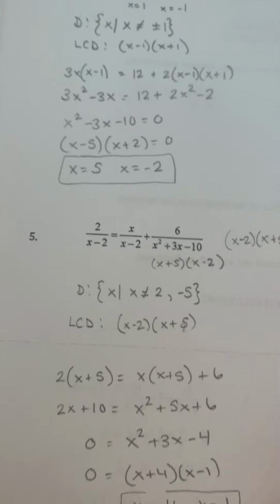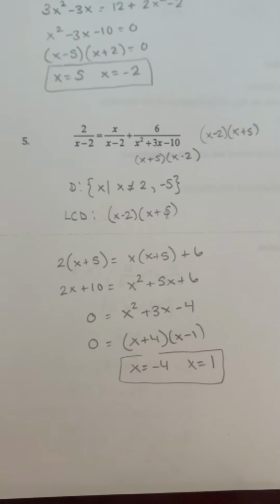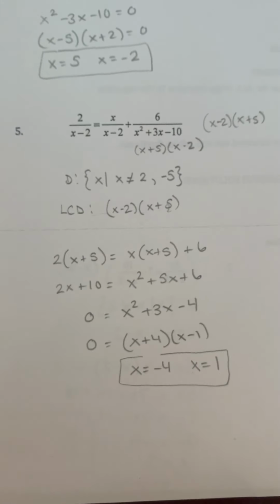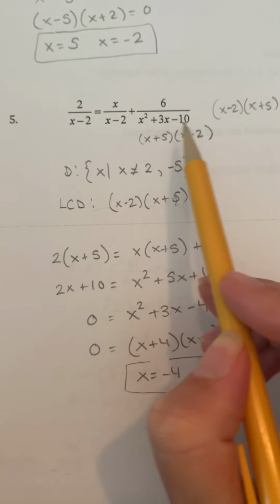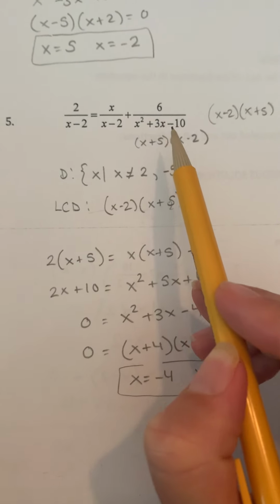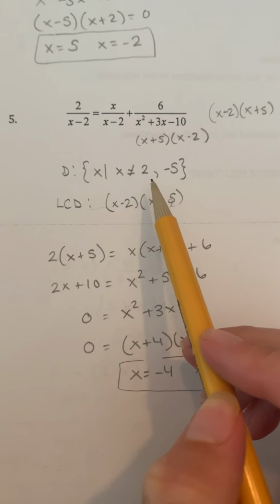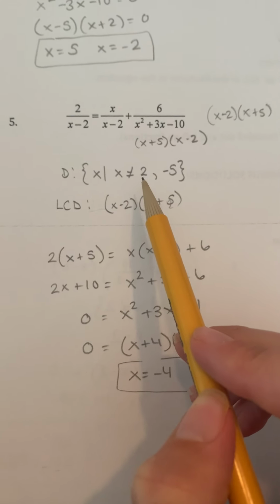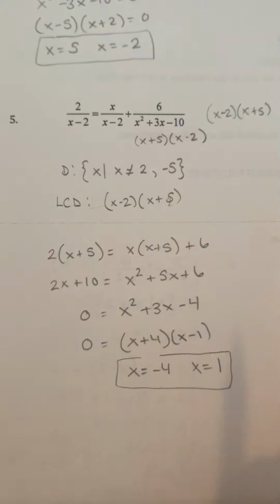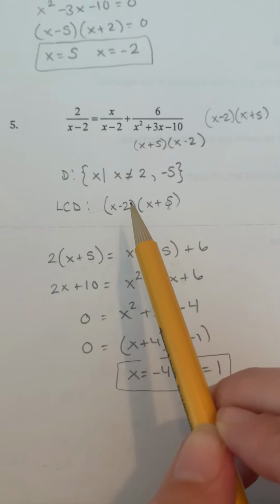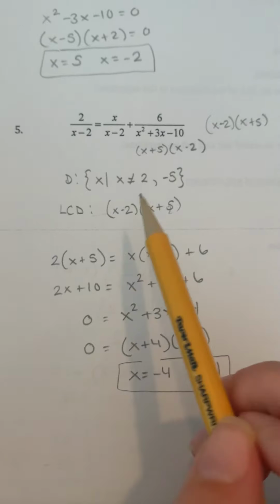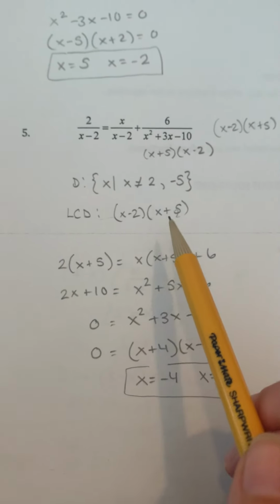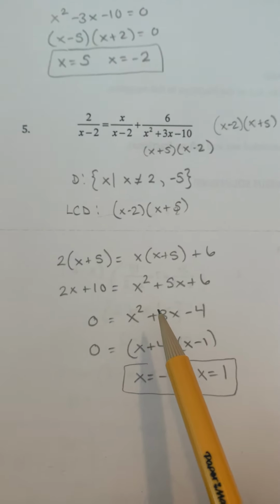All right, let's look at the last example of our solving rational equations, and that's number 5. So for number 5, first thing we need to do is factor our denominator so we can find our domain, and that'll give us x such that x cannot be positive 2 or negative 5. Our LCD, they each all have a negative x minus 2. So we only need that once. And then we have an x plus 5.